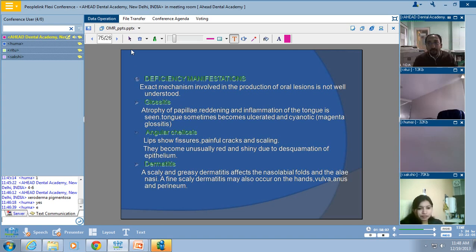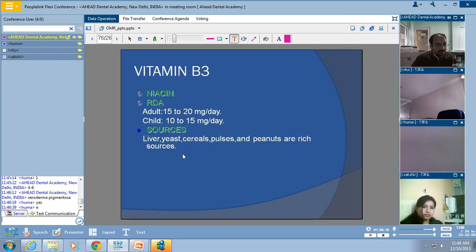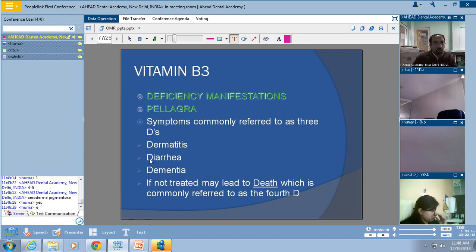Vitamin B3, niacin, just remember the names please again and again, okay? Vitamin B3, niacin, no need to remember all this, okay? The one thing which you need to remember is pellagra.